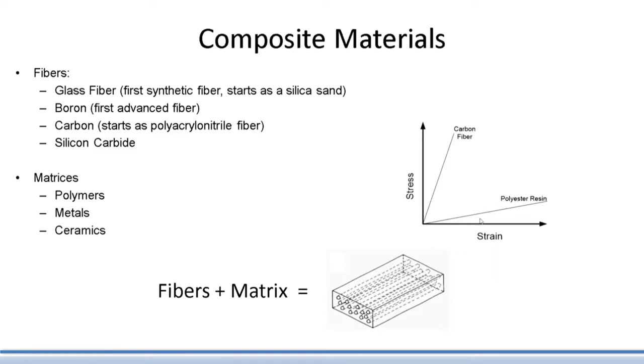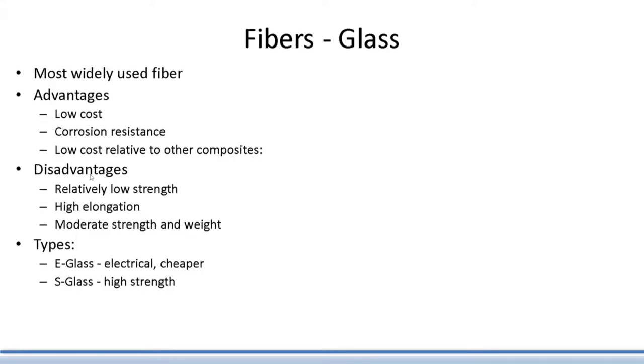They all provide different stiffnesses. As you can see here, I show the stress strain curve. Carbon fiber has one of the highest stiffnesses. And that's why you're going to see carbon fiber being used quite extensively in the aircraft and automotive industry. For matrix materials, you have polymers, metals, and ceramics. And when you combine fibers and matrix, you're getting the full system as a whole.